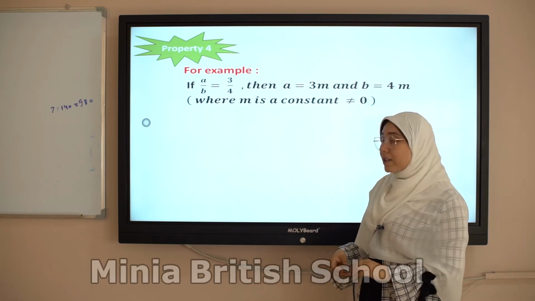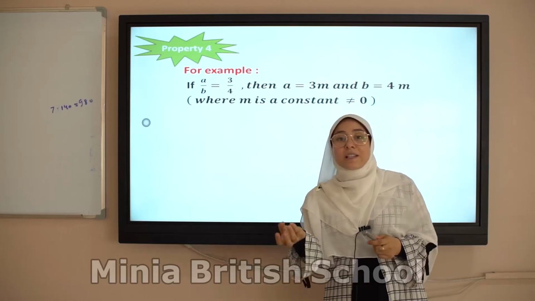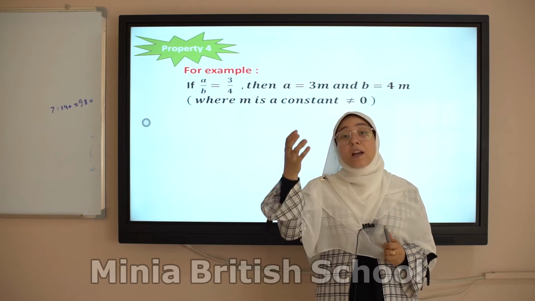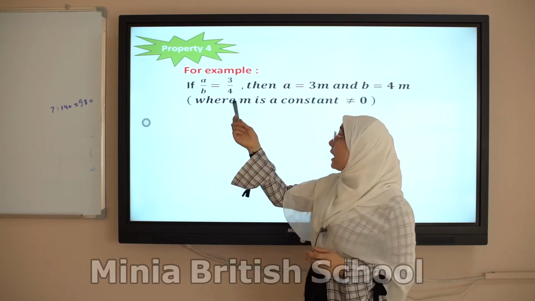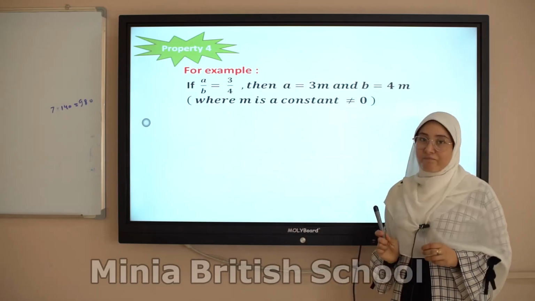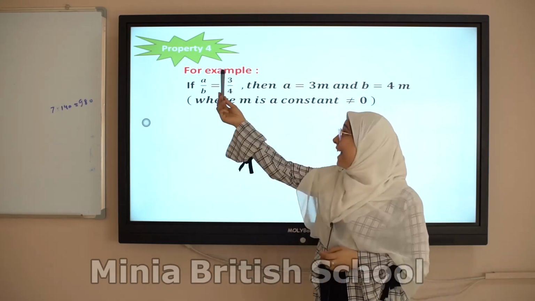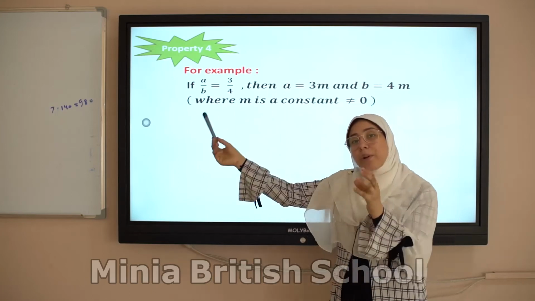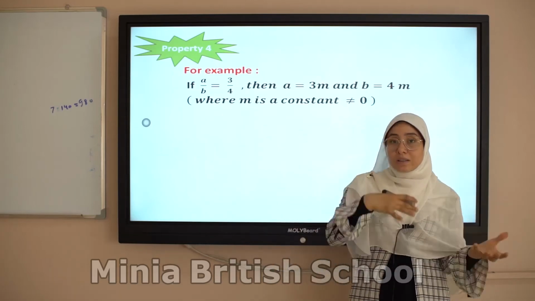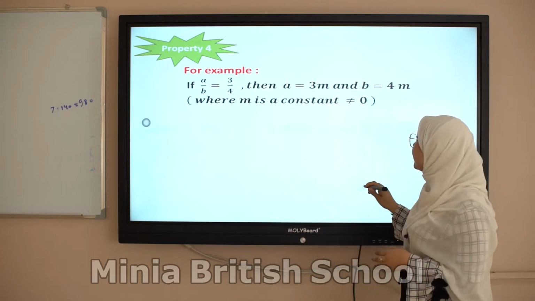So you can set a over p equals 3 over 4 times a constant number, okay? The number by which I simplified it. So can I say a equals 3m, p equals 4m? Again, a over p equals 3 over 4, then a equals 3m, p equals 4m, where m is not equal to 0, okay?